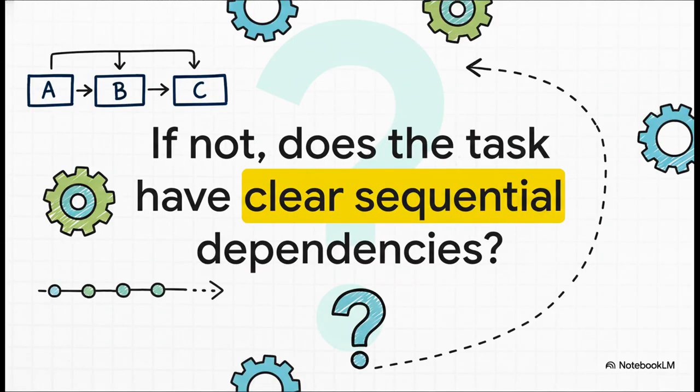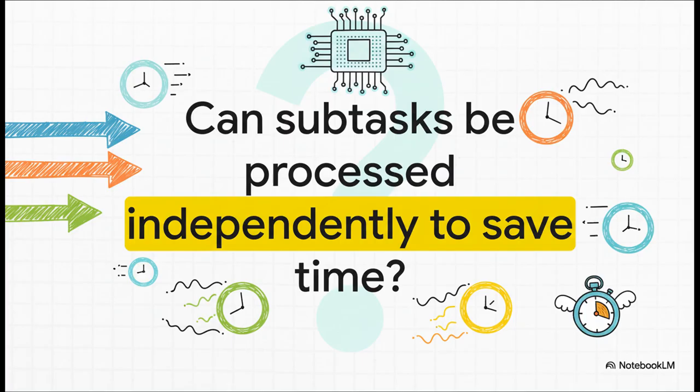Okay, so let's say a single agent isn't cutting it. The next question to ask is, does step B absolutely need the result from step A to even start? If the answer is yes, you've got clear dependencies. The choice is easy. You're looking at a sequential workflow. But what if that's not the case? What if the different parts of the job can be done on their own? And what if getting it done fast is your top priority? If you can split the work up and doing it all at once will save you a ton of time, then you should definitely be looking at a parallel workflow.